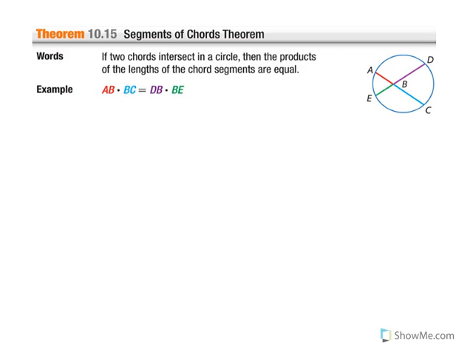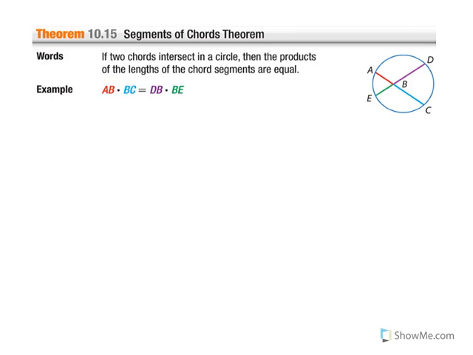Okay, so our first theorem, it got cut off a little bit, but you're not missing anything, is Theorem 10.15, the Segments of Chords Theorem. And it's very wordy, so let's read it and then I'll clear it up. It says, if two chords intersect in a circle, then the products of the lengths of the chord segments are equal. So what does this mean?